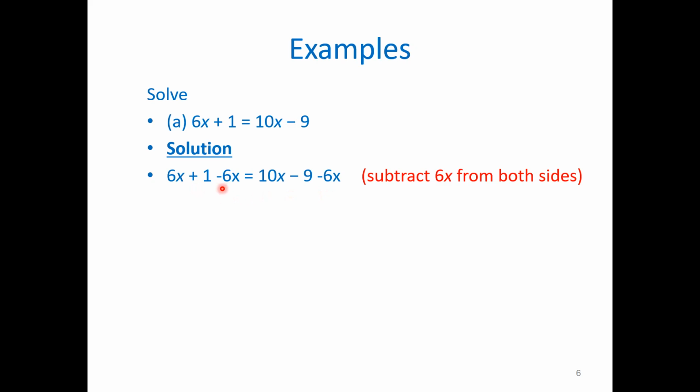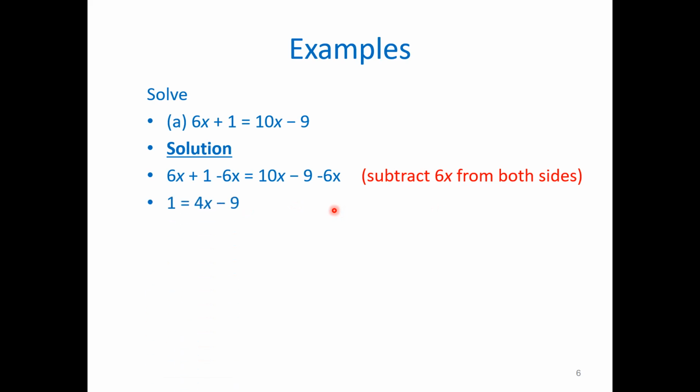So what we will do is subtract 6x from both sides of this equation. We always have to remember that any mathematical operation done on one side of the equation, the same mathematical operation should be done on the other side of the equation. So I'm going to subtract 6x from both sides of the equation. I cannot subtract 6x from only one side. I have to do this subtraction from both sides of the equation.